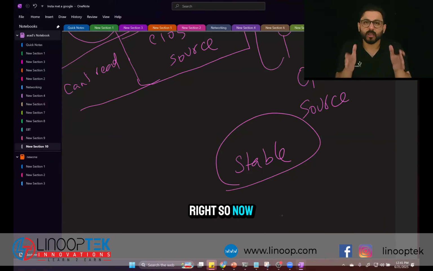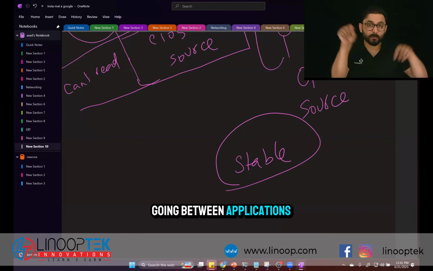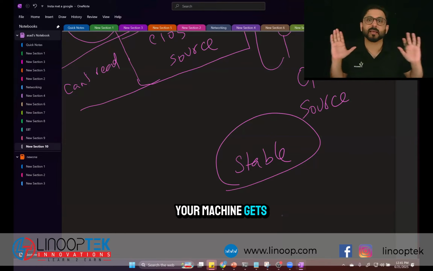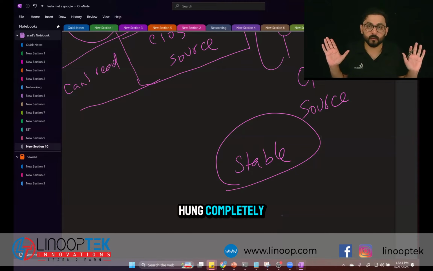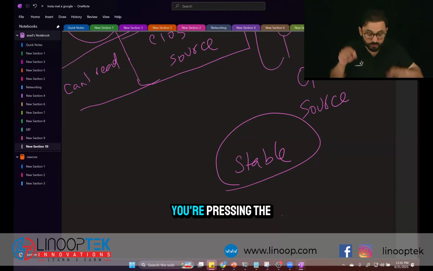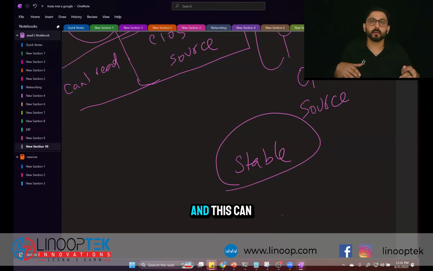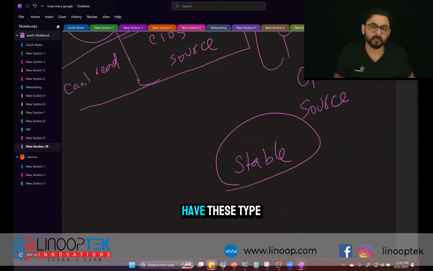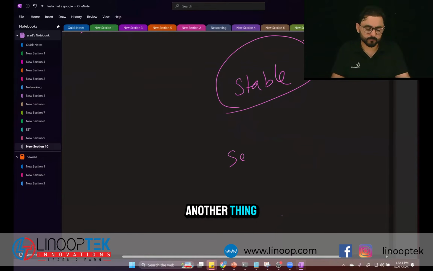Sometimes when you are going between applications, opening and closing and minimizing, your machine gets hung completely, and you don't know what to do. You're pressing the keyboard, and this can happen on the server side as well. Microsoft Windows is known to have these types of problems. Okay, security is another thing.